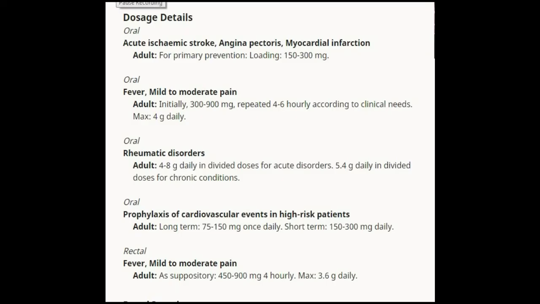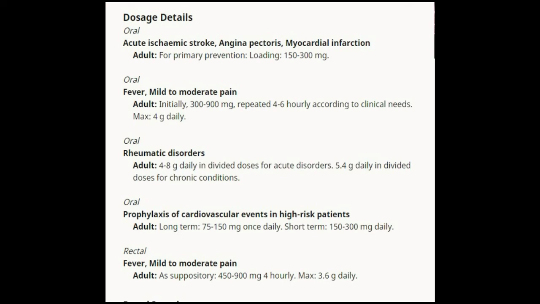So now I'll be sharing with you the concept of the different indications of aspirin based on its dose. Here on the screen, you can see that it has an oral route of administration. First is for primary prevention, loading from 150 to 300 milligrams for acute ischemic stroke, angina pectoris, and myocardial infarction. Next is initially 300 to 900 milligrams, repeated every 4 to 6 hours according to clinical needs. It has a maximum of 4 grams daily.